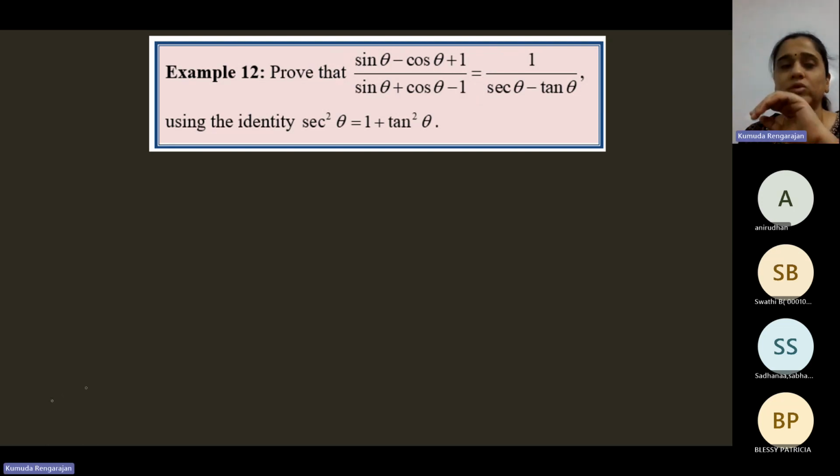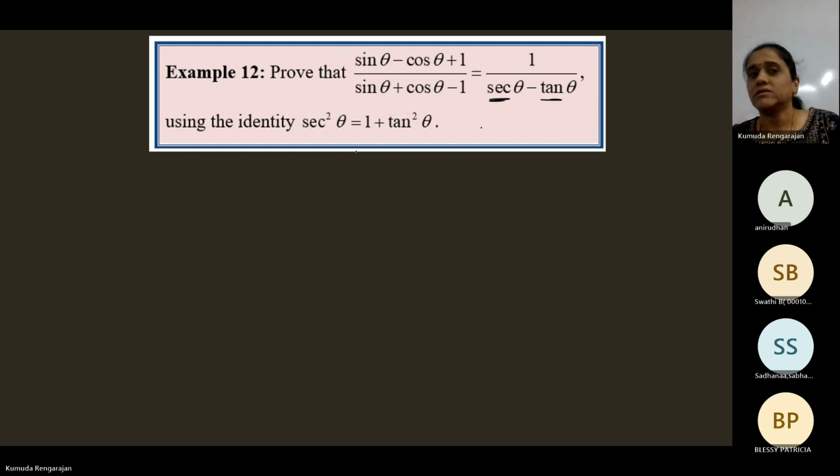What we have to do? We have to divide the numerator and denominator either by sine theta or by cos theta. But only one of the two will work. You have to decide if you should divide by sine or cos. So you divide and see. You should get the ratios which you have on the other side. What are the ratios you have on the other side? Secant theta and tan theta. On division, you must get secant and tan. If you get cosecant and cot, no. You should get secant and tan.